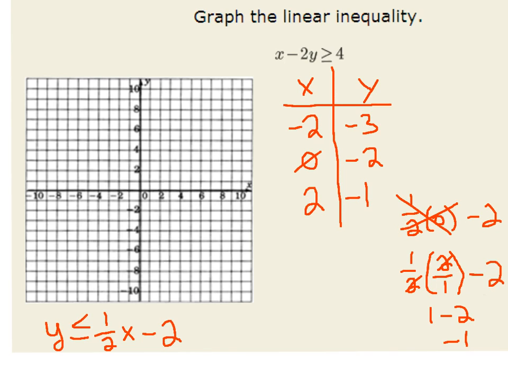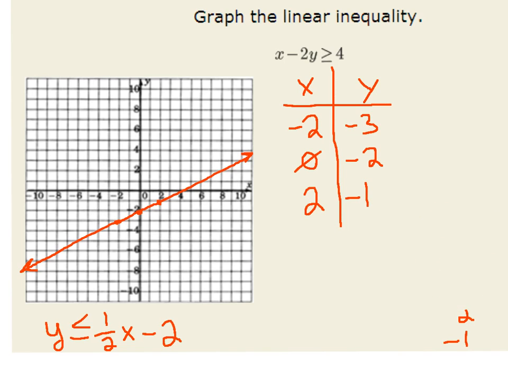So now we'll plot our points. We get negative 2, 3, so negative 2 for x, negative 3 for y, sorry. When x is 0, y is negative 2, and when x is 2, y is negative 1. So that's where our line is going to be. But this is an inequality, so we have one more step.